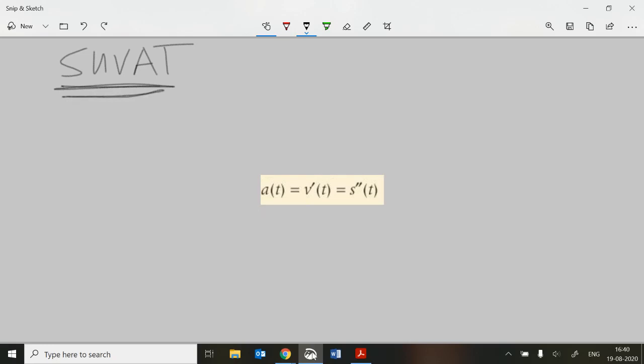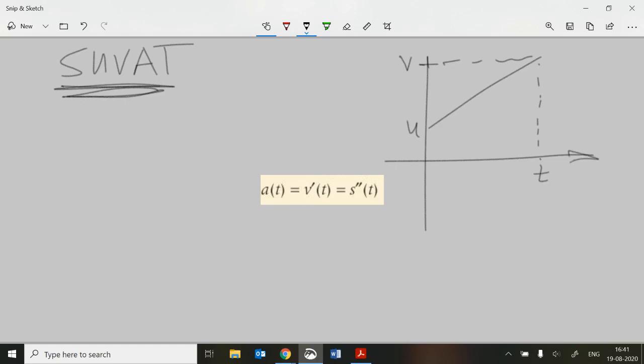So SUVAT equations, if you've heard of them, come from this situation. Let's just draw it out. We're starting with a velocity of u and ending up with a velocity of v. That's our final velocity at the end of this situation, and we end up with a time of t. That's our final time on the axis for time, which we might also call t.